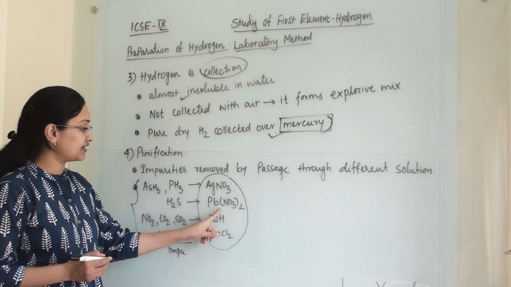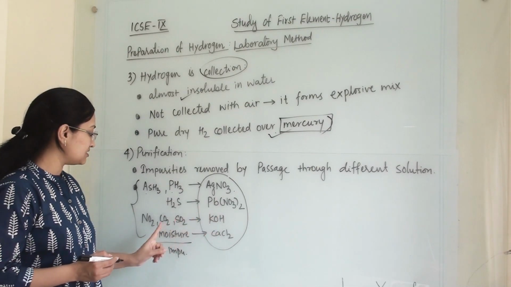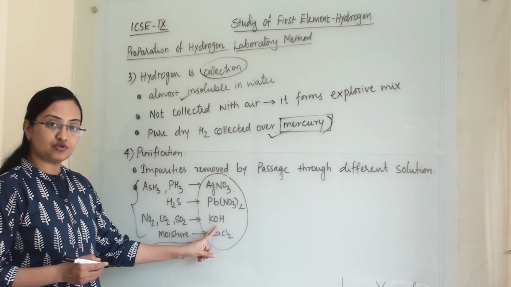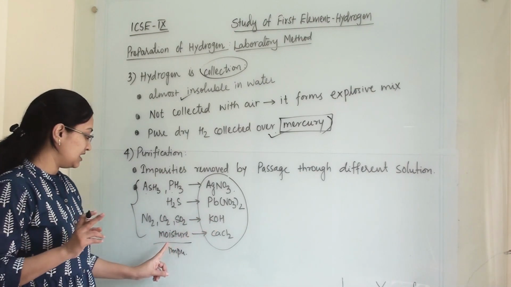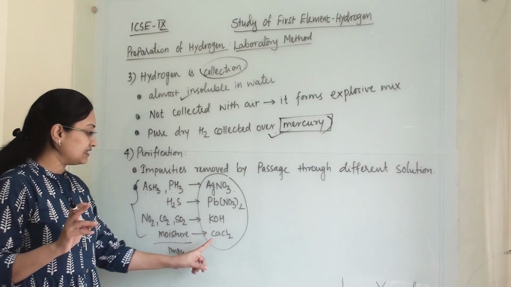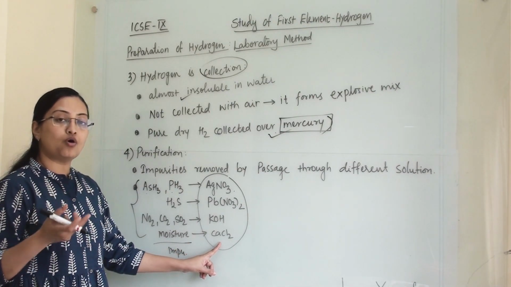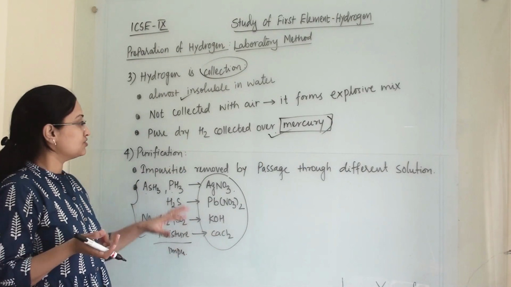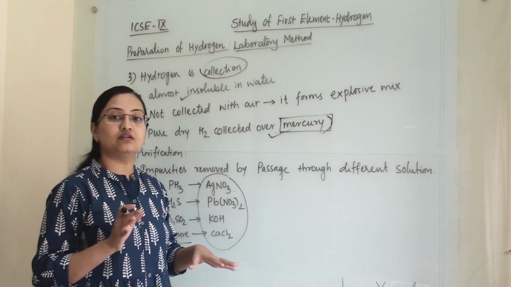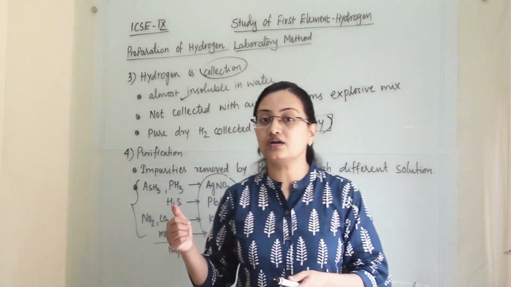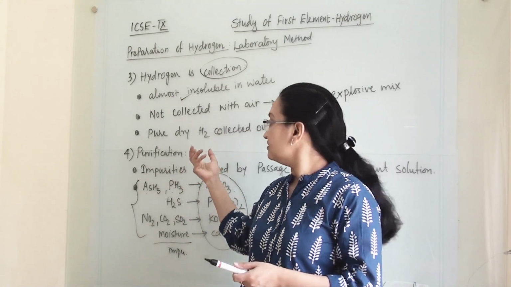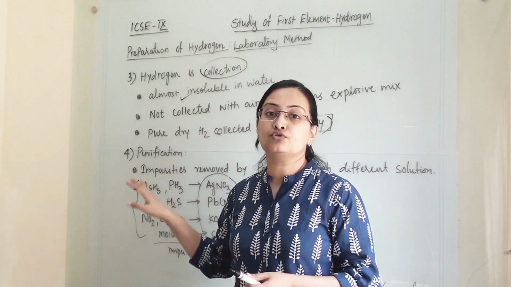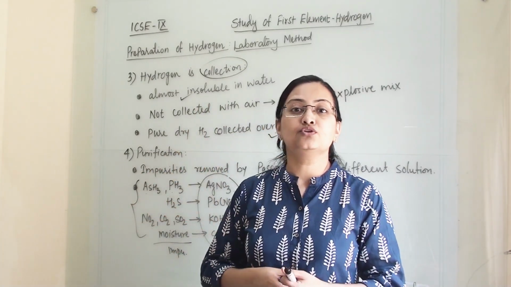Hydrogen sulfide we are absorbing in lead nitrate. Nitrogen dioxide, carbon dioxide, sulfur dioxide we are absorbing in potassium hydroxide. And if moisture is there, then anhydrous calcium chloride or fused calcium chloride we are using to absorb the moisture. So this is how, in a point wise manner, you can remember all the important points and reason questions. This can be asked in fill in the blanks also. So in this manner, if you prepare, then you won't forget it.